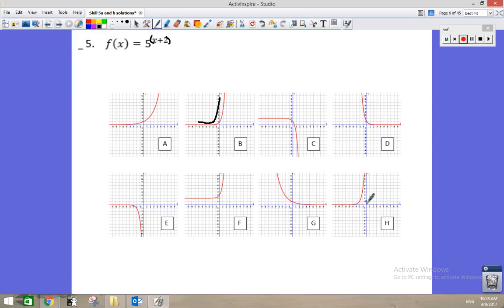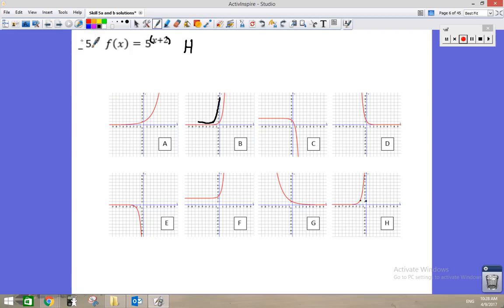This guy here, the graph of 5 to the x, used to be at 0, 1, but now we're at negative 2, 1. So it looks to be the graph of h. Alright. What about this next one?